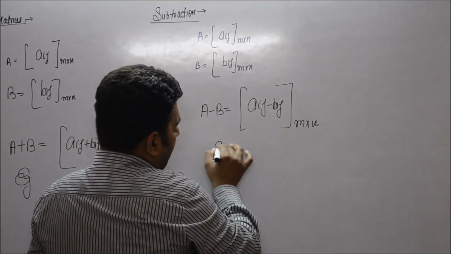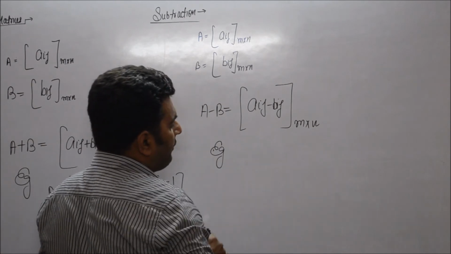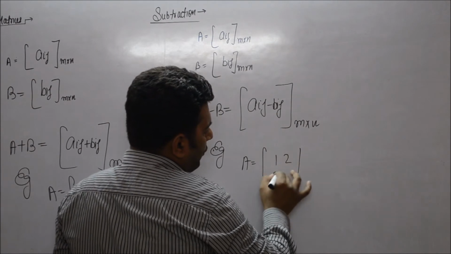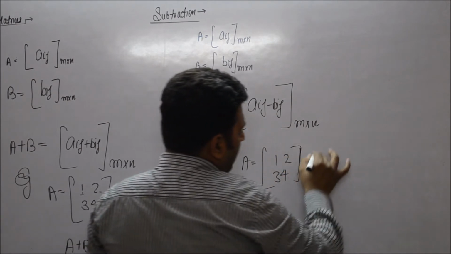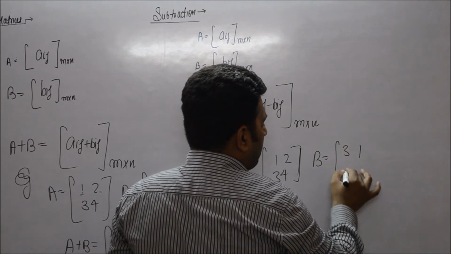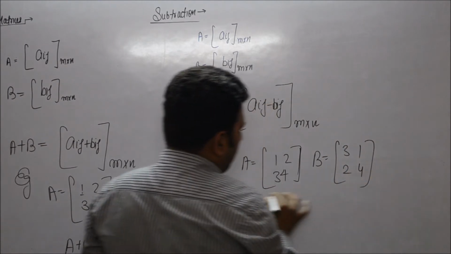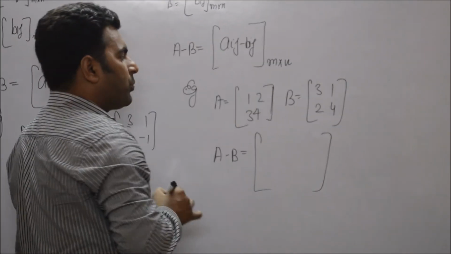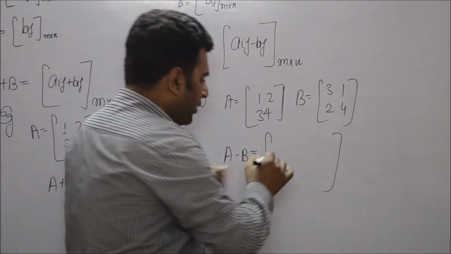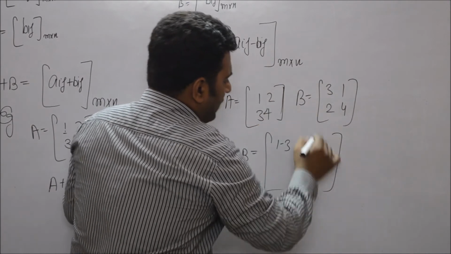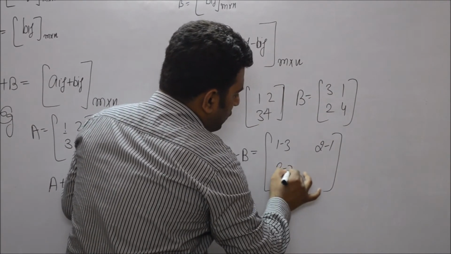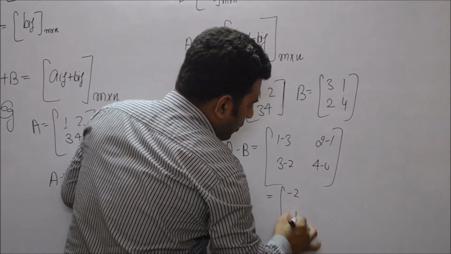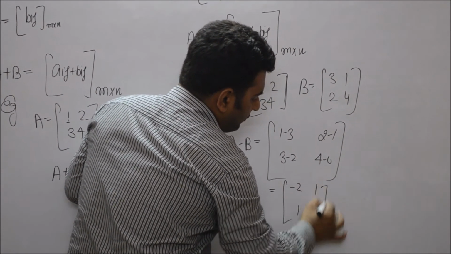So if I take an example in support of this definition, if A is 1, 2, 3, 4 and B is 3, 1, 2 and 4, then A minus B will give you, so you just subtract corresponding positions. 1 minus 3, 2 minus 1, 3 minus 2, 4 minus 4. So it's minus 2, 1, 1 and 0.